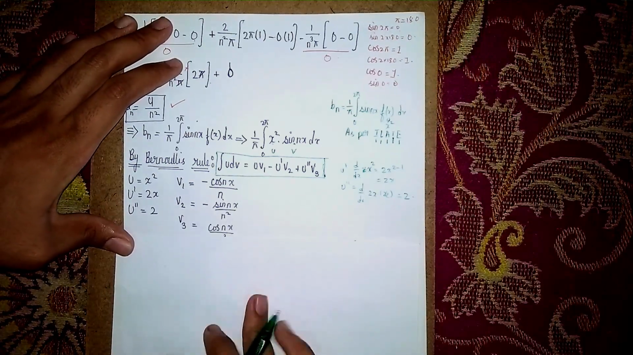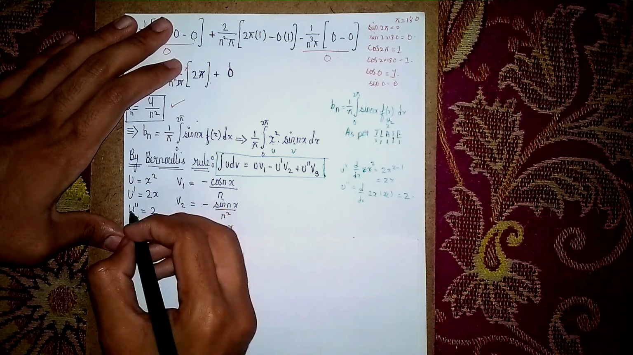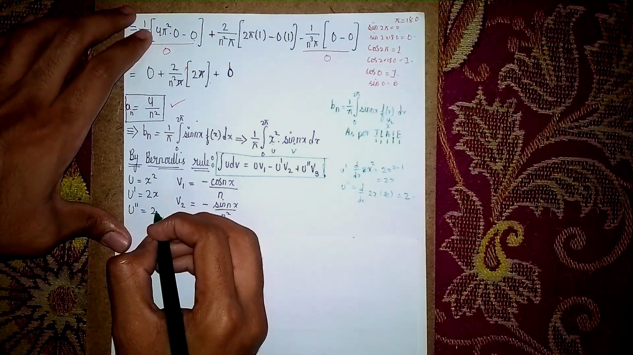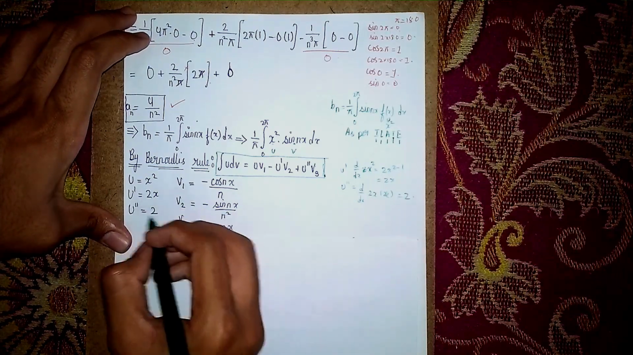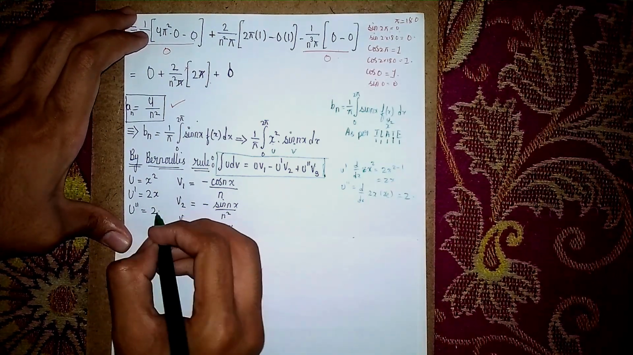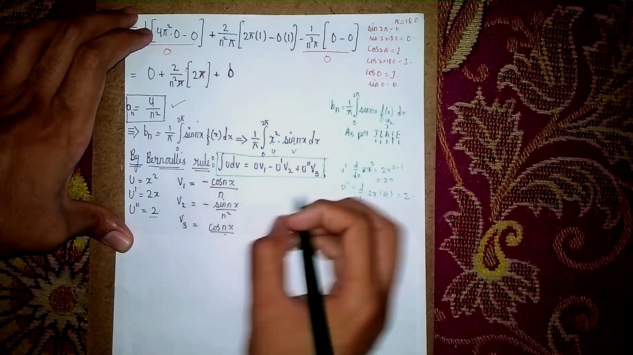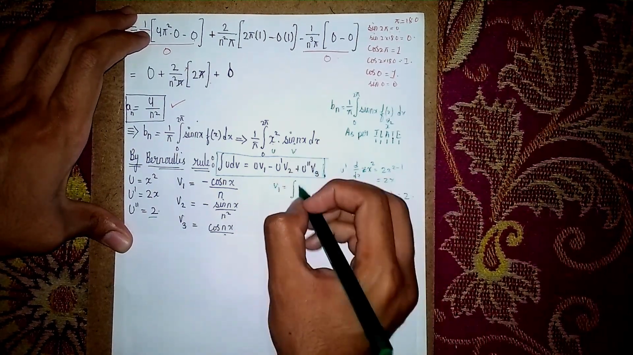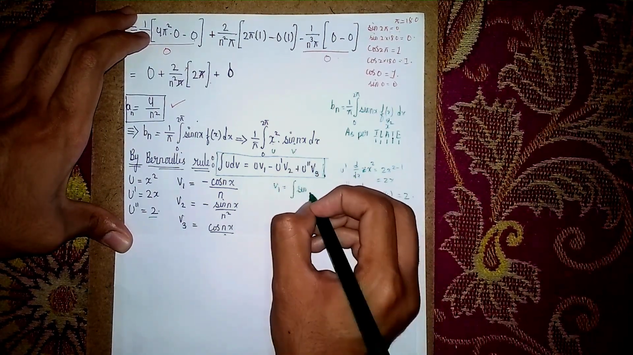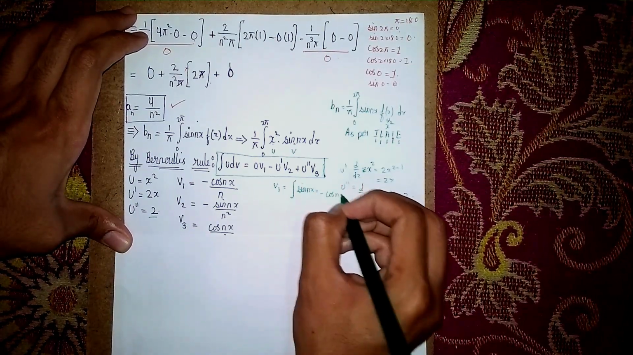Afterwards we have to find v1, v2 and v3, till the x disappears in differentiation. Here too there is no x term, so we have to continue till then. Afterwards, take v1. V1 is equal to integrate sin nx. Integrate sin nx. Sin nx integrates to minus cos nx by n.